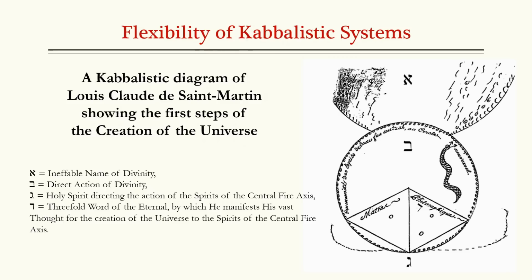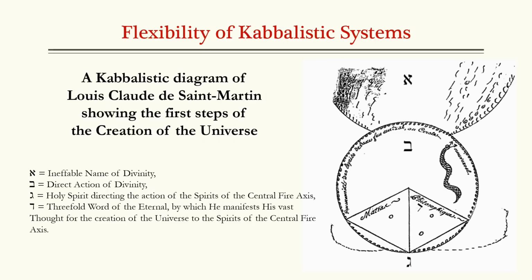This is Saint Martin, the inspired founder of Martinism. He didn't actually found anything. This is him showing the first steps of creation from Aleph, Bet, Gimel, Dalet. The Aleph is the upper sphere, which would represent Ain Soph, the limitless, the incomprehensible, Keter, etc., etc. Bet, and that sphere, which in French says Immensité des esprits de l'axe central du cercle universel. The immensity of the spirits of the axis of fire, central fire axis, or the universal circle.